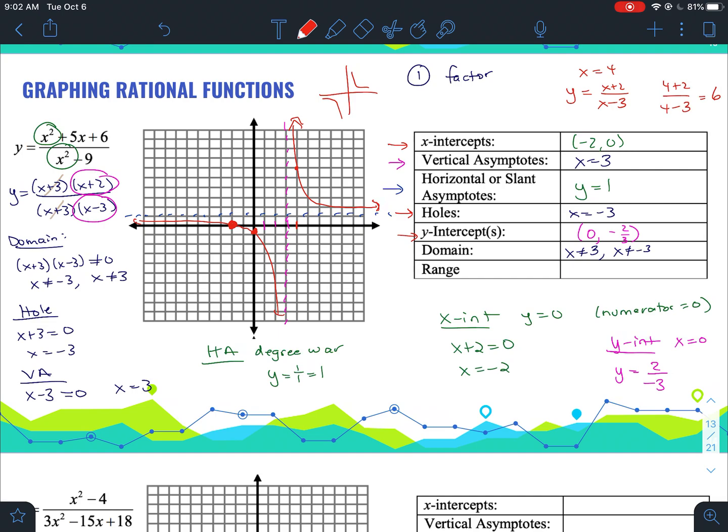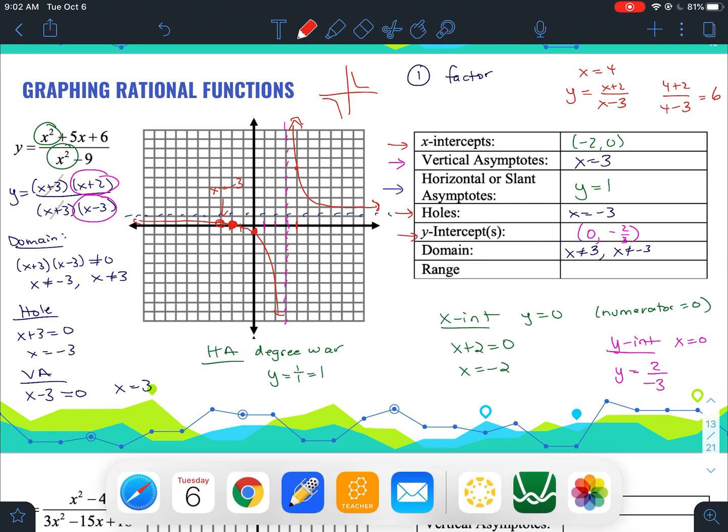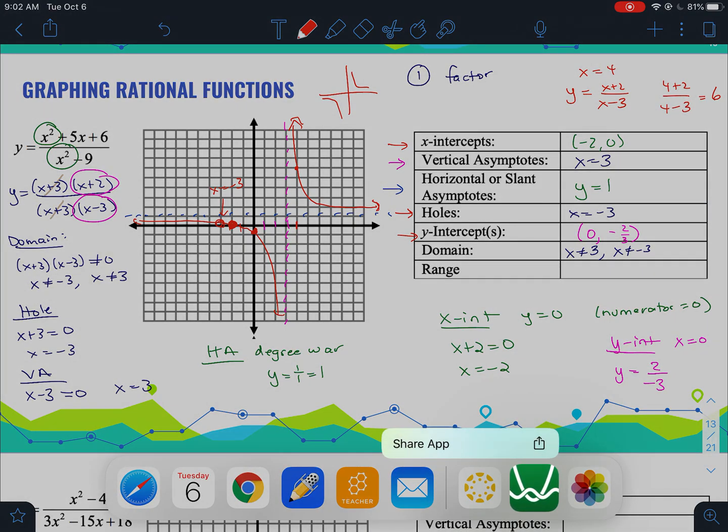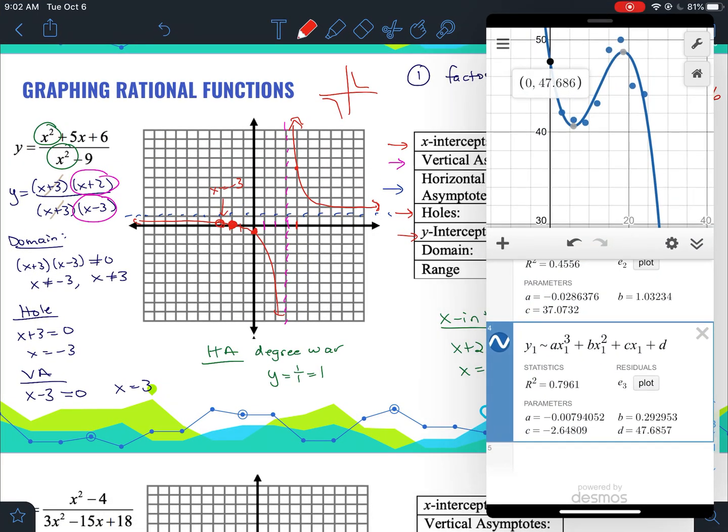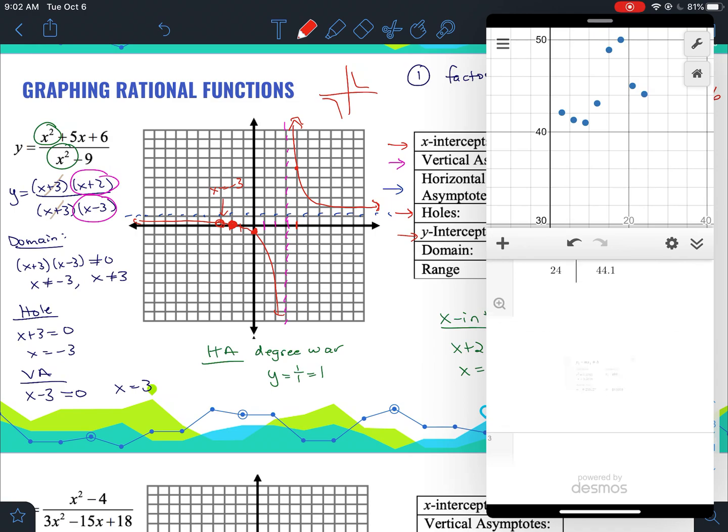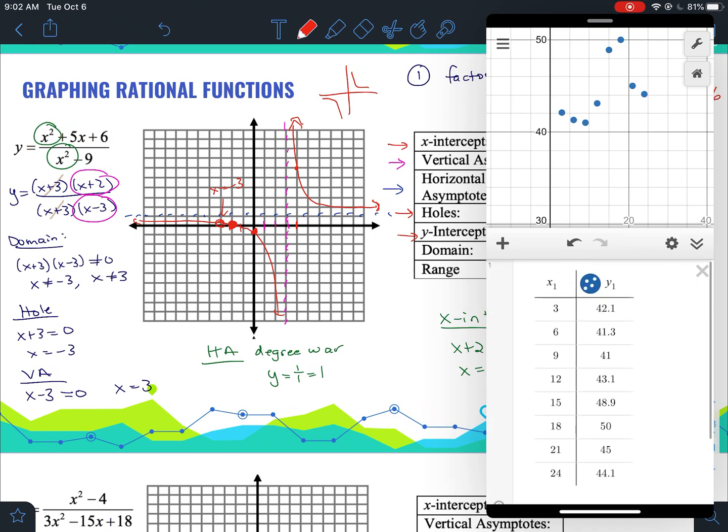So the only thing that I haven't graphed yet is the hole. I have a hole at x is equal to negative 3. So that's 1, 2, 3. So right here at x equals negative 3, I need to make a hole on that graph. So you're just going to make an open circle on the graph right there at x equal to negative 3. And we can check our graph on Desmos. So let's see how close we were.